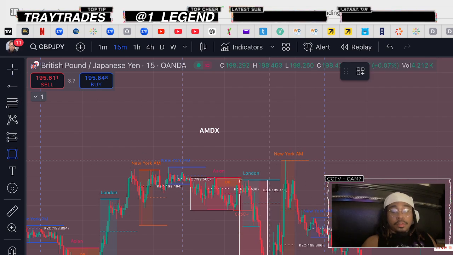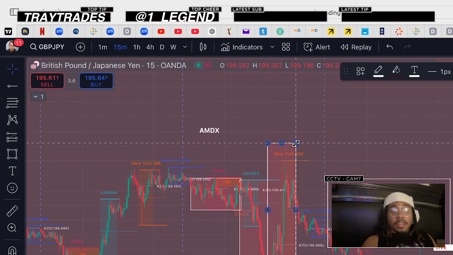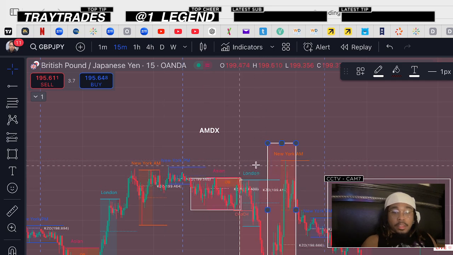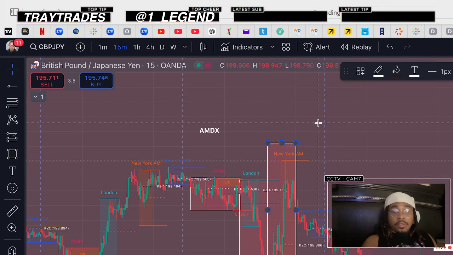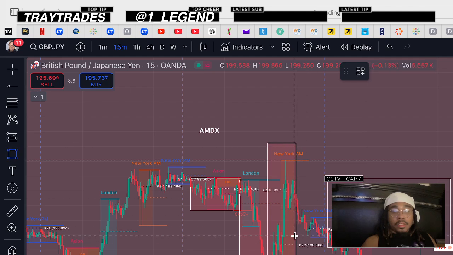And coming into the New York, London was still driving price up, sweeping the top. This will let you know, once price breaks above here, it's time to sell. If I'm going to take a sell opportunity, I need to take it right here because this is manipulation. And if this is manipulation, our next quarter, the final quarter of the day, should be distribution, which it is.